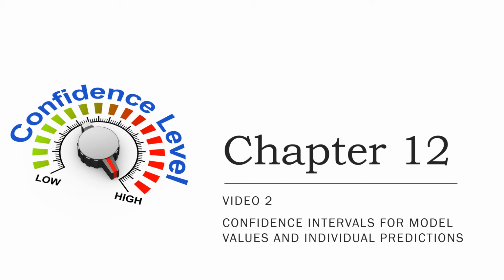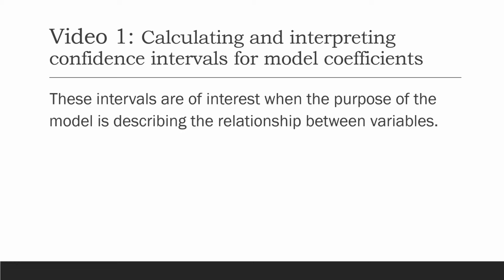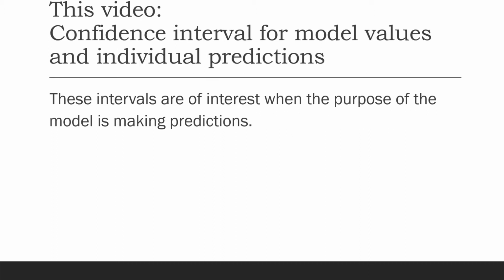This is the second video on Chapter 12. It covers making confidence intervals for model values and for individual predictions and interpreting them. In video 1 for Chapter 12, we talked about calculating and interpreting confidence intervals for the model coefficients. These types of intervals are of interest when the purpose of the model is describing relationships between the variables. In this video, we're going to look at confidence intervals for model values and individual predictions.